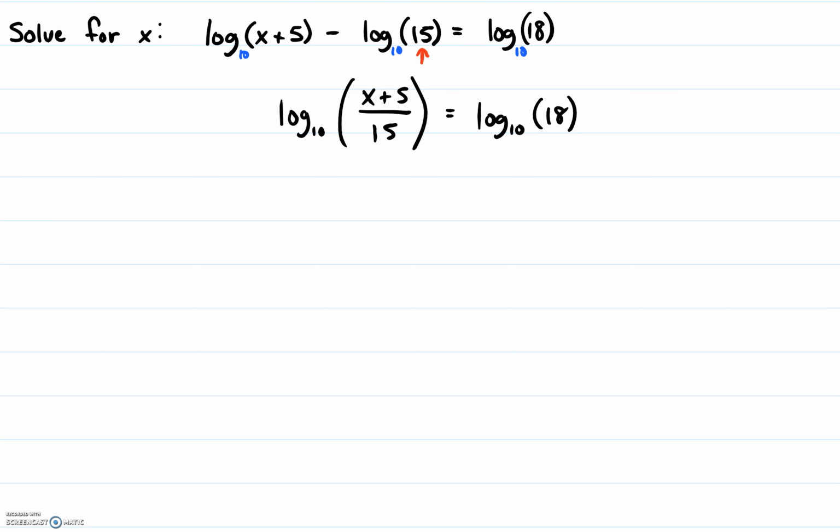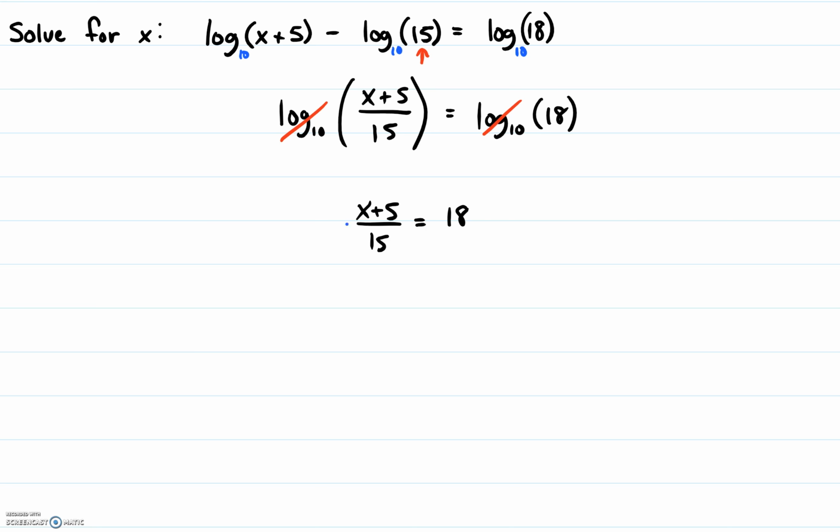Now the nice thing about this problem is we have the log base 10 of something is equal to the log base 10 of something. Since we just have a log on each side, the stuff on the insides has to be equal, because we have the same operation going on outside of the insides, and that is log base 10. And so those can cancel each other out, and that's going to leave us with x plus 5 divided by 15 is equal to 18. And now we can just solve for x.